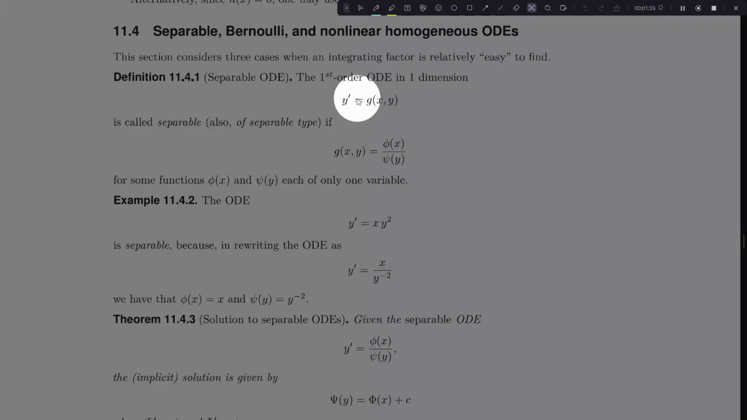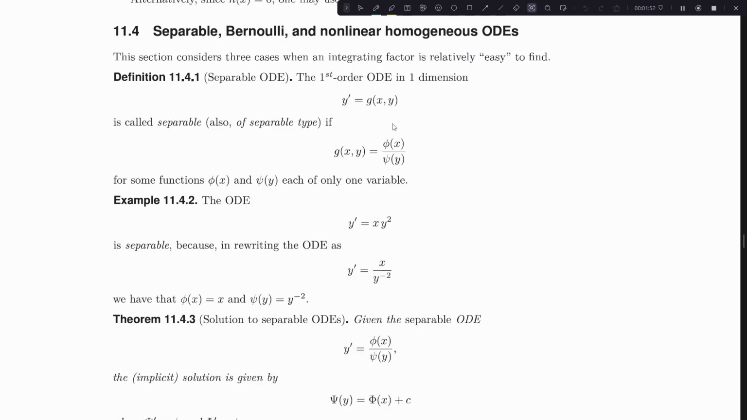And this is going to be a nonlinear ODE in one dimension, first order, where if I have y prime equals g of x and y, the g on the right-hand side can be written as a ratio of phi of x and psi of y. So these are two separate functions. Let me make that a little clearer here. So I have a function only of x divided by a function only of y.